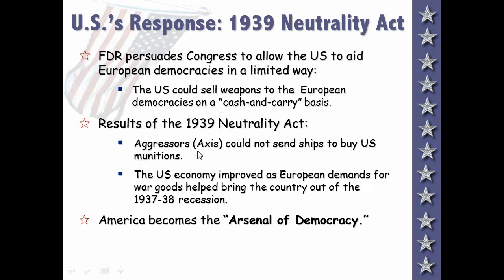It also specifically labels the Axis powers as the aggressors in the war, and says that they're not allowed to send any ships to the U.S. to buy war goods. And it makes the United States, this phrase that's bolded at the bottom here is pretty important, the place where the democracies of the world buy their weaponry, and it's going to effectively bring the U.S. out of the Great Depression. Between this and the Lend-Lease Act that we'll talk about in '41, those two things combined basically bring the U.S. out of the Great Depression.